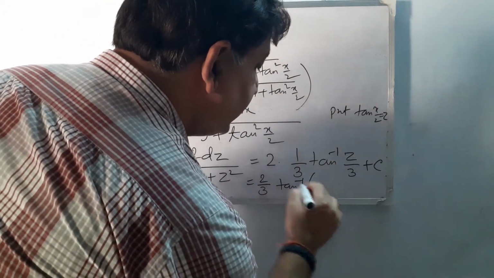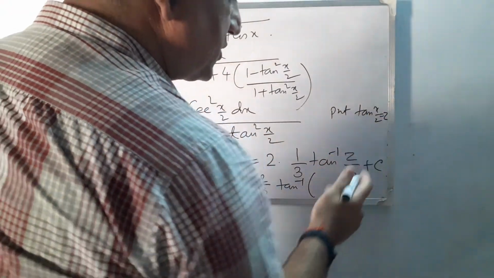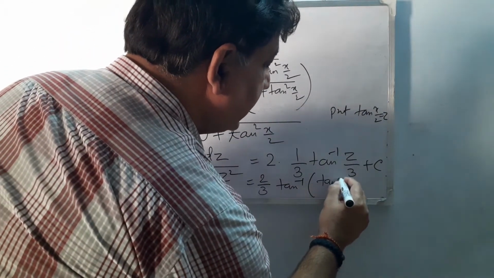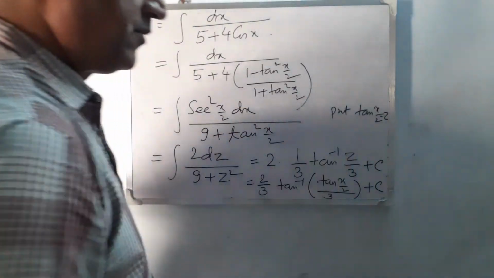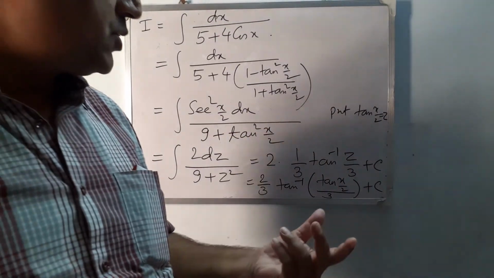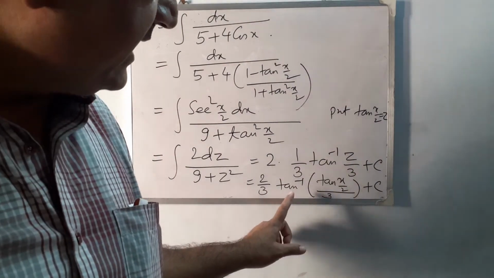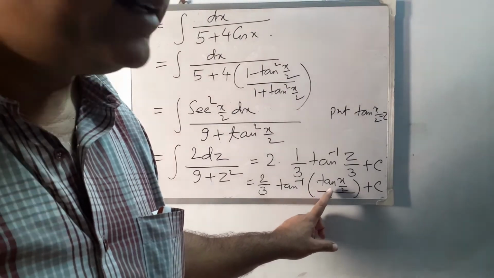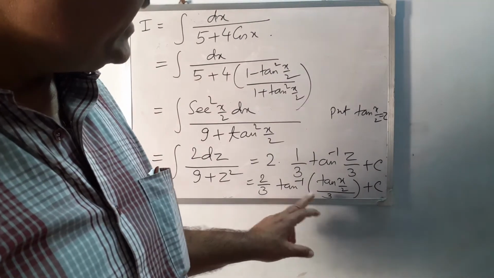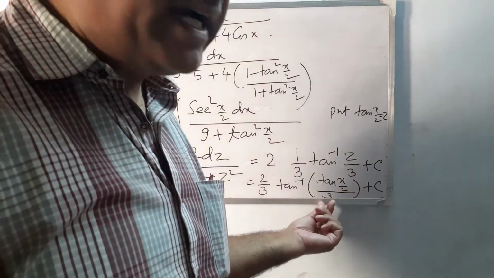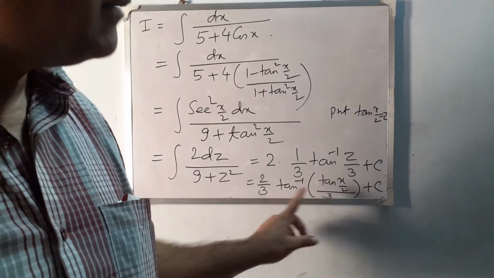The value of z is what? The value of z is tan x by 2, so the answer is 2 by 3 tan inverse of (tan x by 2) by 3, plus c. Now a common mistake which students make here is that they think that this tan inverse and this tan disappear. No boys, this will never happen, because in front of tan inverse we have tan x by 2 divided by 3. Unless we had just tan x here, we cannot make it disappear.